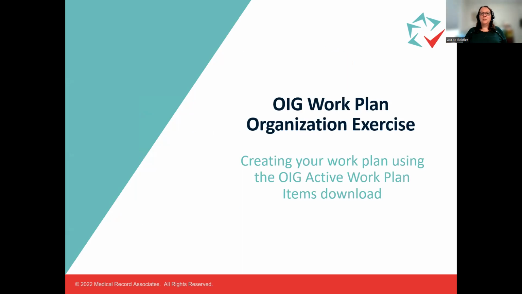So I just did this with you. You can create your own work plan using the OIG action work plan items download. Take that spreadsheet, manipulate it, use it however you'd like, and add it to your annual work plan, but also know that it will be updated monthly.